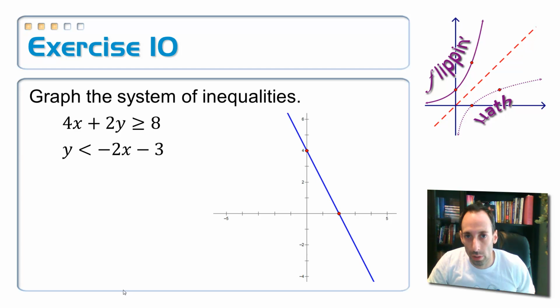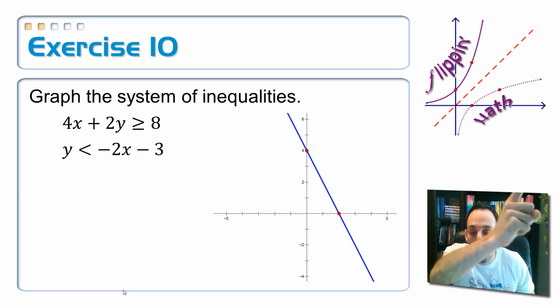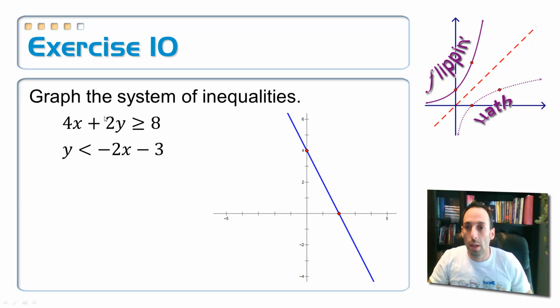On this one, you cannot say, here's the line, and I'm going to shade above the line because it's bigger than that, because y is not by itself. So I want to go back to the fallback method of plugging in 0, 0 and seeing if that's a true statement. So 4 times 0 plus 2 times 0, is that greater than or equal to 8? Well, 0 is greater than or equal to 8. That is a false statement.